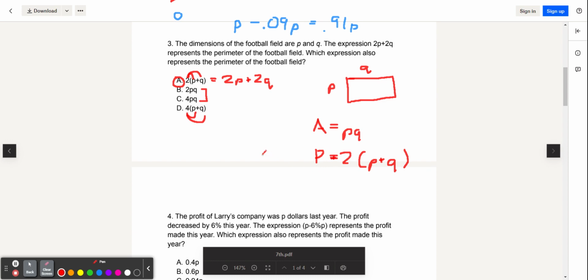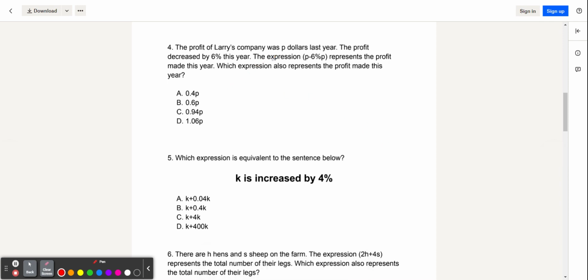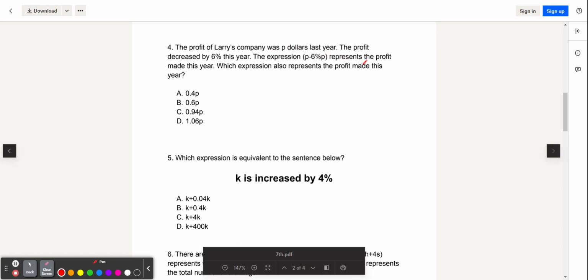Perimeter equals. The profit of Larry's company was P dollars last year. The profit decreased by 6% this year, so he had a bad year. The expression P minus 6% P represents the profit made this year. Which expression also represents the profit made this year? This is just the same as number 2, except they give us what we need to do, and they give it as a percentage. So if we rewrite this using decimals, it becomes very apparent that the answer is C.